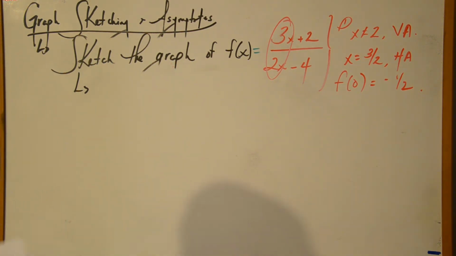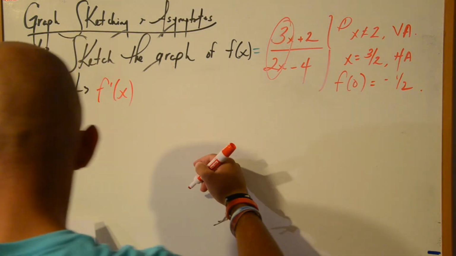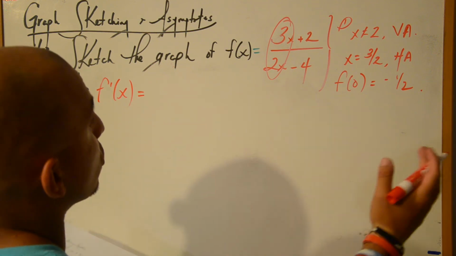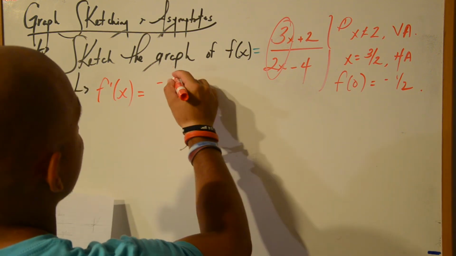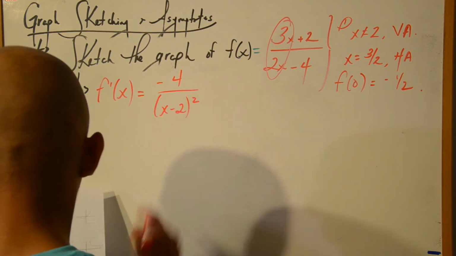Step 2, take that derivative. It's going to be the quotient rule. Due to board space, you can work that out on your own. I'm going to tell you right now that it's -4 over (x minus 2) squared.